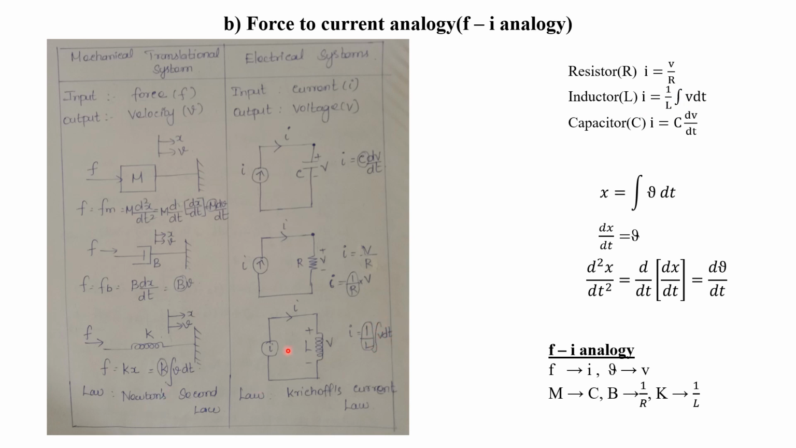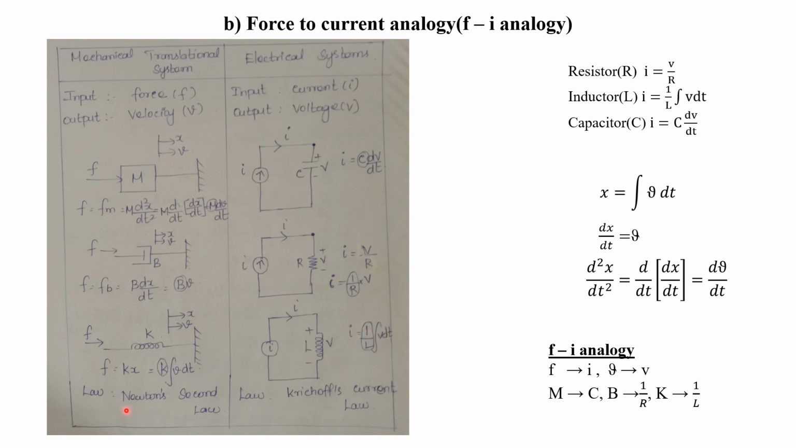Now these two equations are in a similar form. Here we have an integration, here also we have an integration. So from this we can say this K is equated to 1 by L. Understood? That is, spring is equated to inductor, but quantity wise the elasticity coefficient will be equal to the reciprocal of the inductance value.